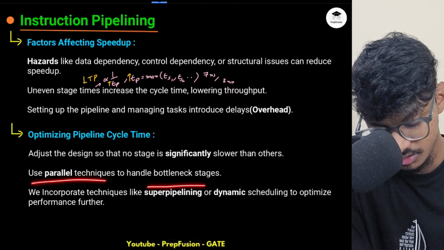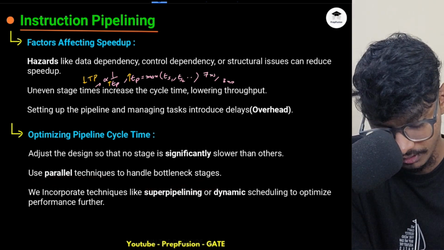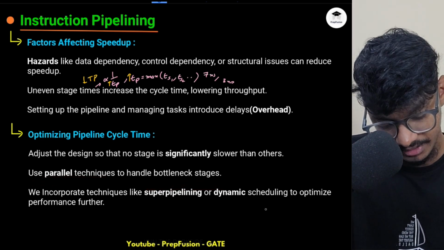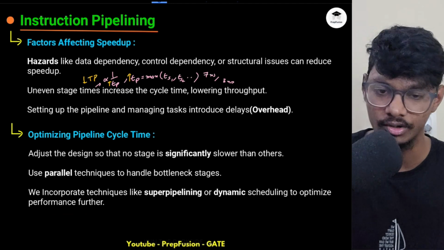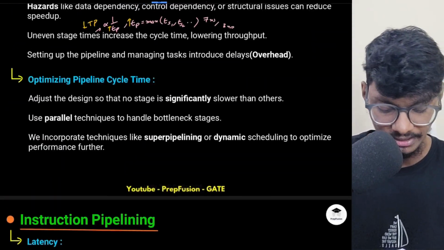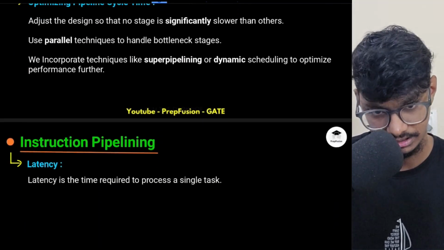Use parallel techniques to handle bottlenecks. We'll understand this later on, don't worry. We incorporate techniques like super pipelining or dynamic scheduling to optimize performance further. This is not in our syllabus. These are just a few theoretical points that you should know. The main thing is we have to balance the stages.